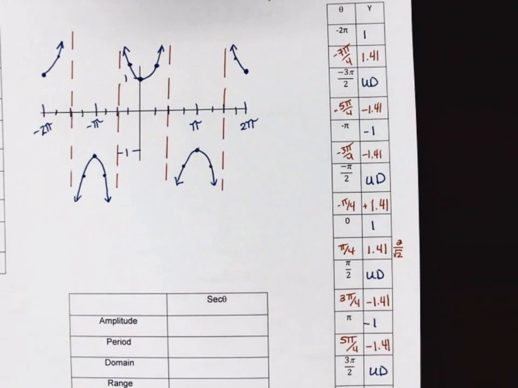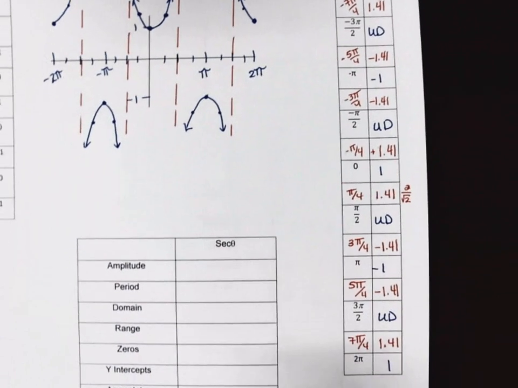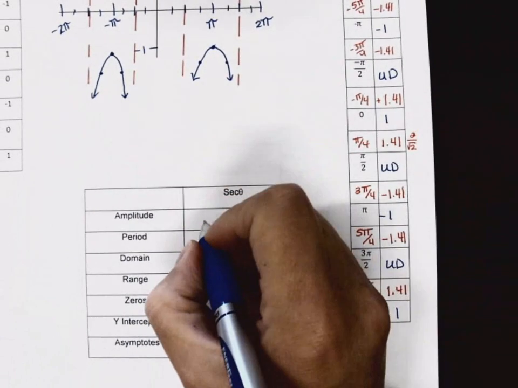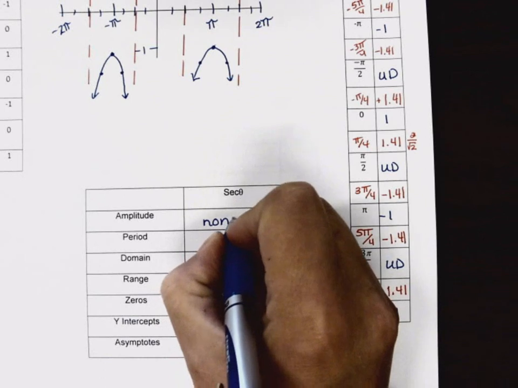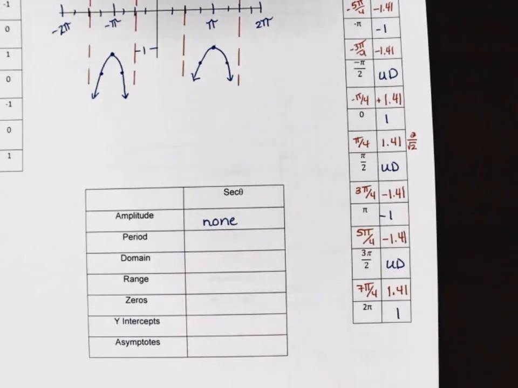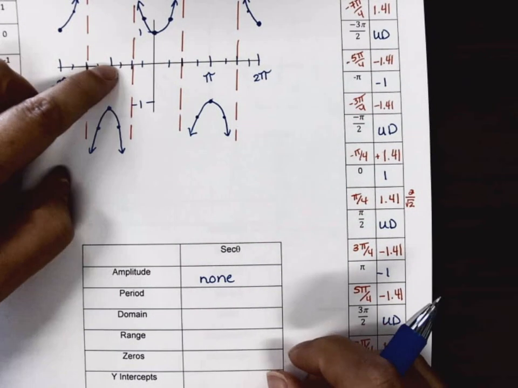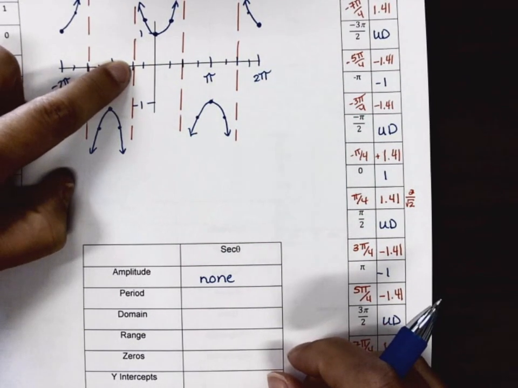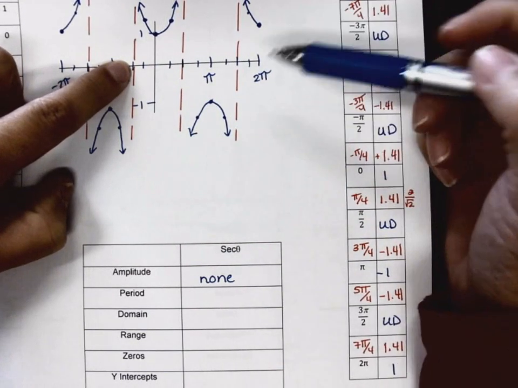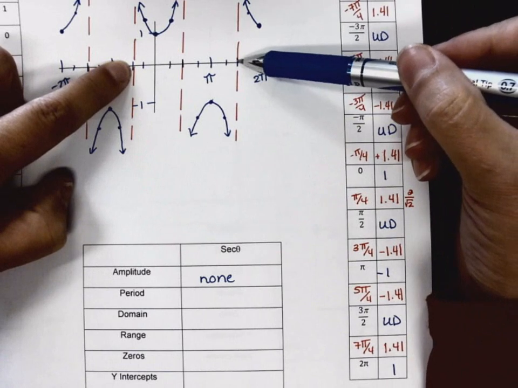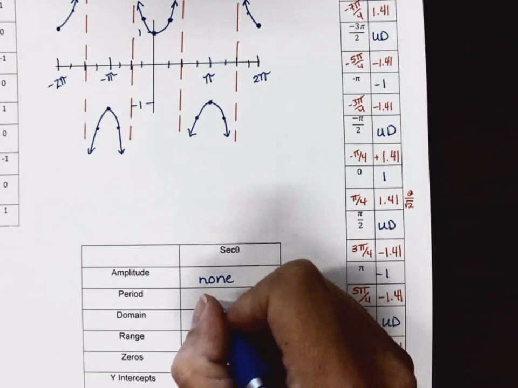All right, so let's go through this again. This should be becoming old hat for you. So the amplitude is none. The period, you need an up and a down. So if you have an up and a down, we're going to go from negative π/2 to positive 3π/2. And that's a full π. No, that's a full 2π.